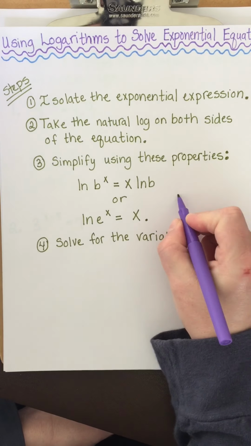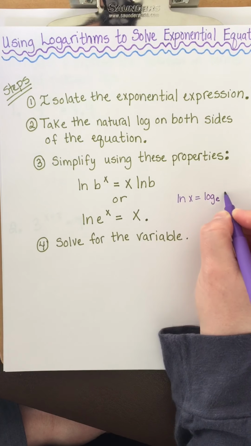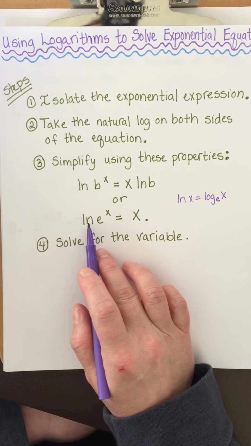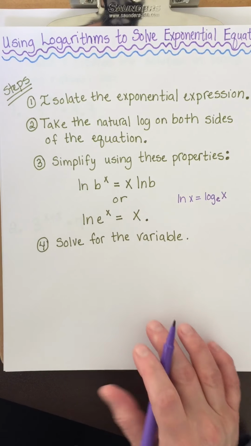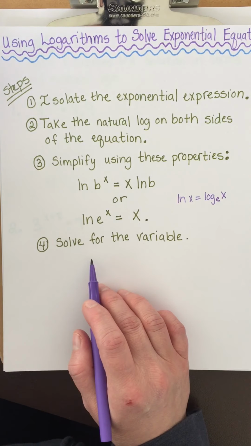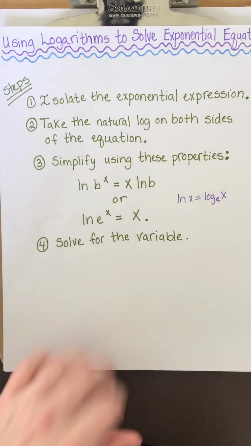Remember, natural log is just the log base e. So if you take the log base e of e to the x, that'll cancel and you're just left with x. And then the last thing you'll do is just solve for the variable. So let's get started.